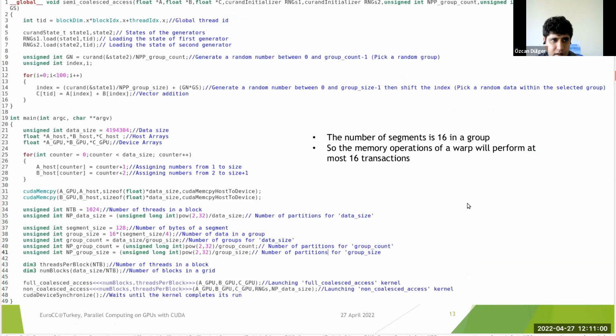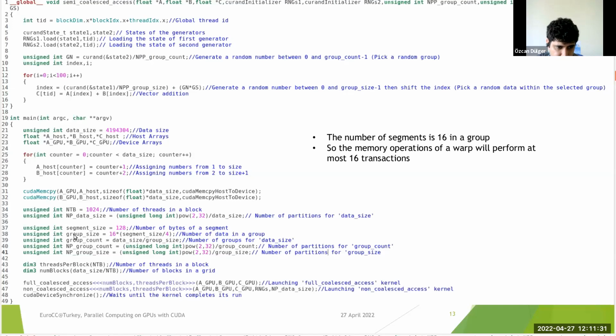Okay, let's examine our third kernel. We named the third kernel semi-coalesced access. Now grouping is implemented in this example. Again, we have the same three arrays. All of them are the same, we just add group concepts in our implementation.